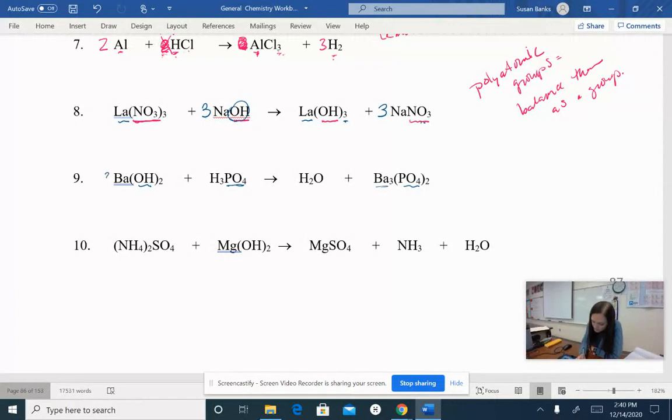So I think I need to do this. 3 times 1 gives me 3, right? And I'm going to look at my phosphate groups next. I've got 1 phosphate group here. I've got 2 here. So I need to multiply this by 2. Okay? Now, you would think that this hydrogen then would be going with this hydroxide, and you are right.